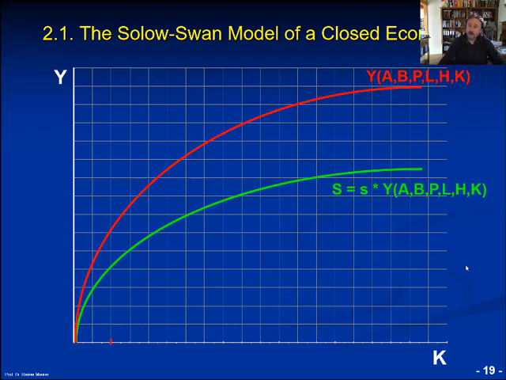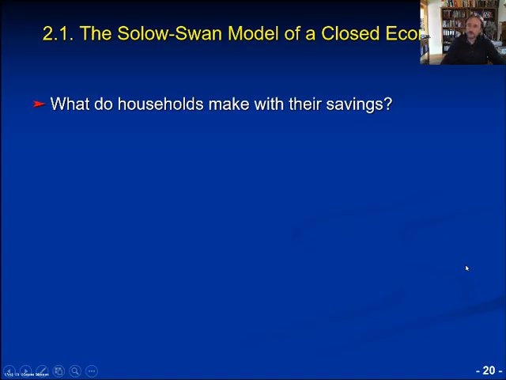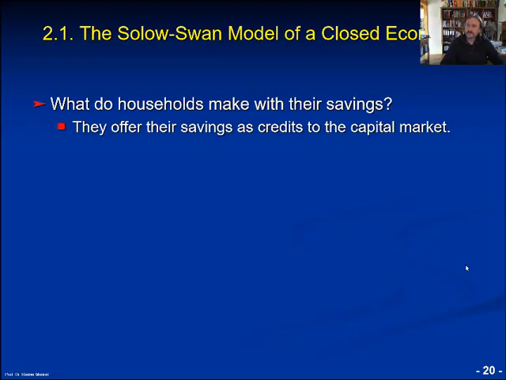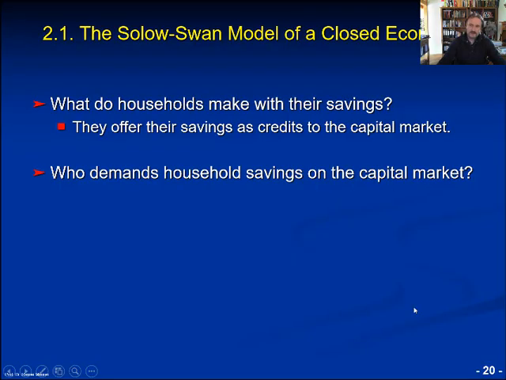Next question is now, what do households do with their savings? Well, I guess we know it already. They offer their savings as credits to the capital market. Who demands household savings on the capital market? Who is on the demand side of this market? Well, the company sector, the firms of the economy.